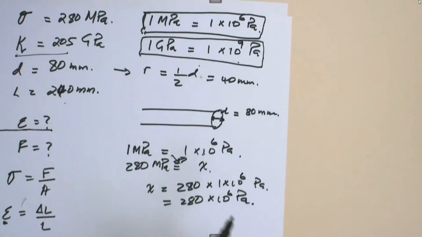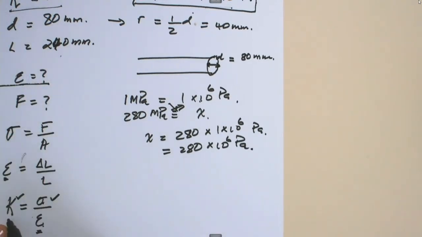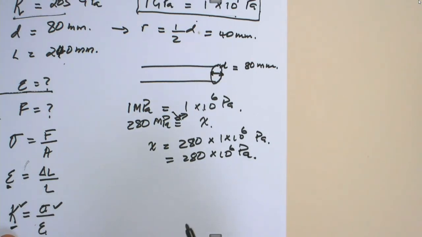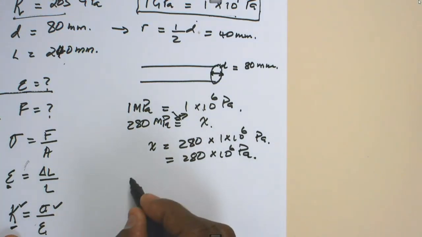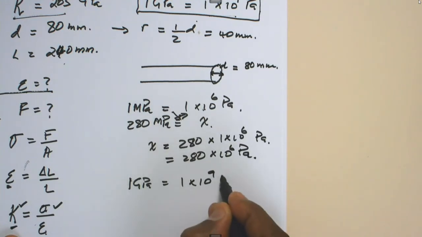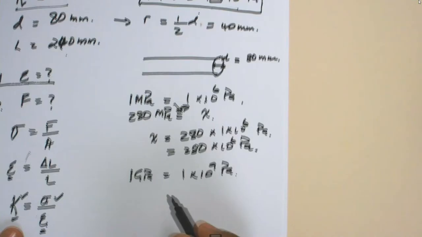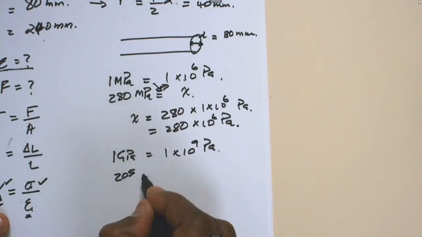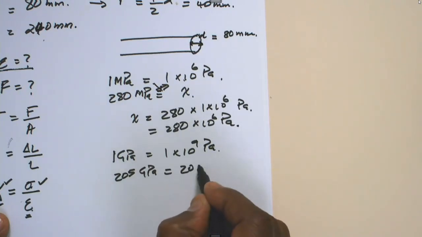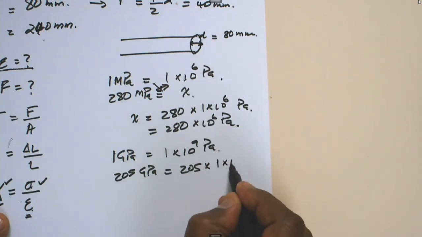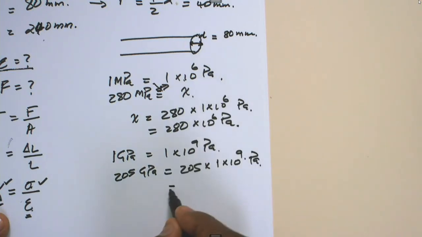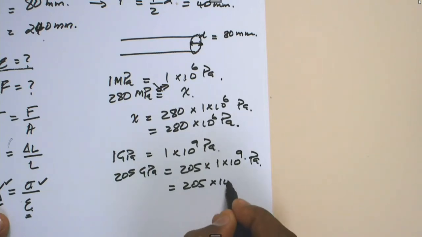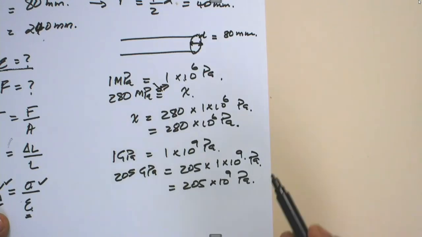Then we can do the same with K, the modulus of elasticity. 1 gigapascal is equal to 1 times 10 to the power 9 pascals. Therefore, we said the modulus of elasticity is 205 gigapascals, which will be equal to 205 times 1 times 10 to the power 9 pascals, which is the same as 205 times 10 to the power 9 pascals. So we are having these quantities in pascals.